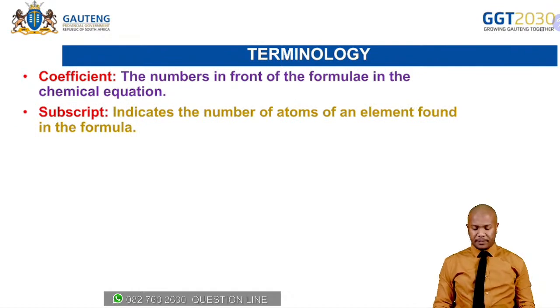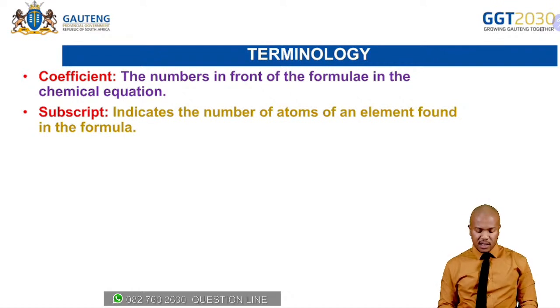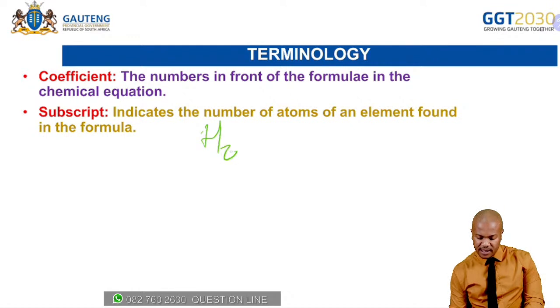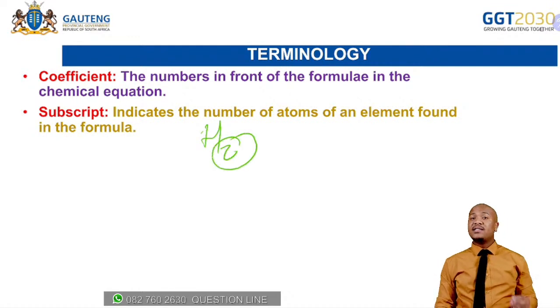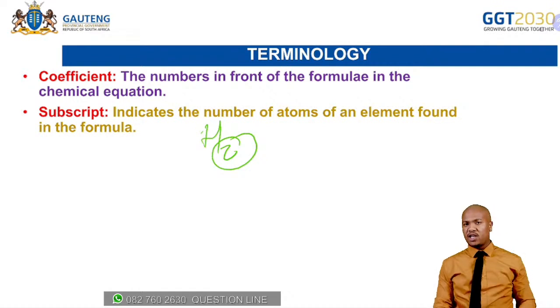Subscript, which is the last one. A subscript is the number that indicates the number of atoms of an element found in the formula. Remember, we talked about subscript in the previous lesson. We said from this example, the 2 next to the H is our subscript. It means that it has 2 atoms of hydrogen.